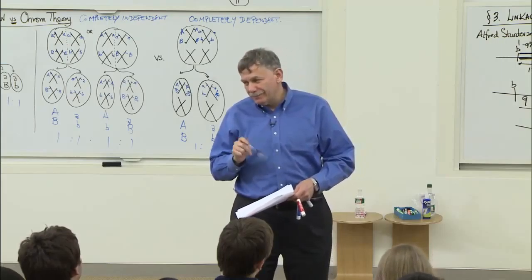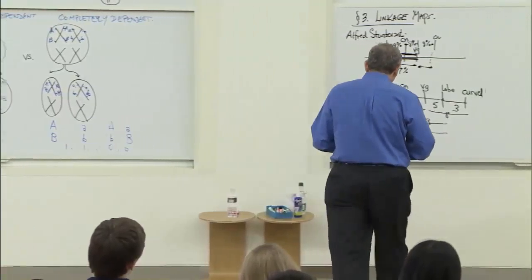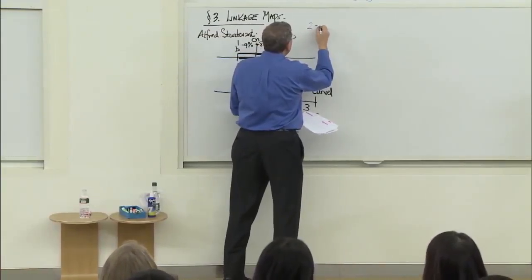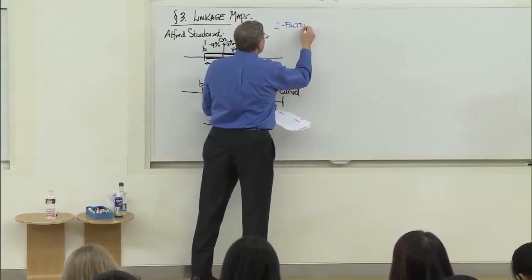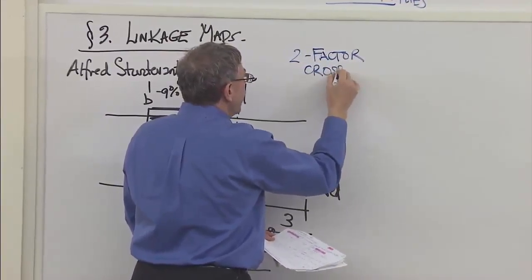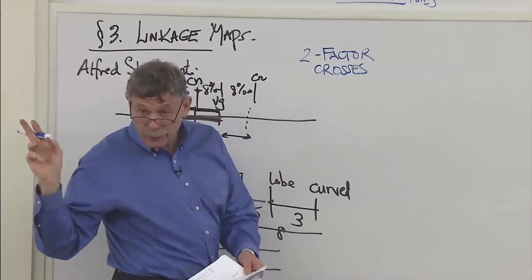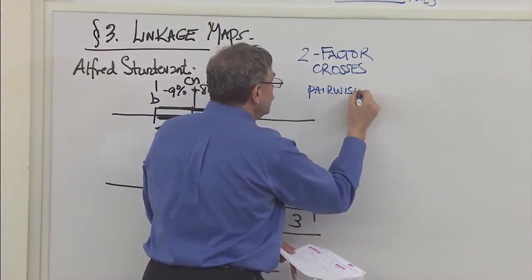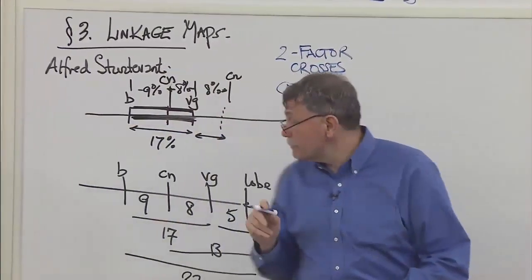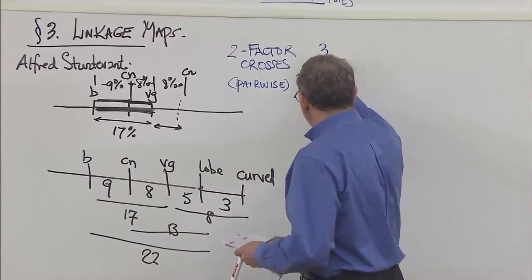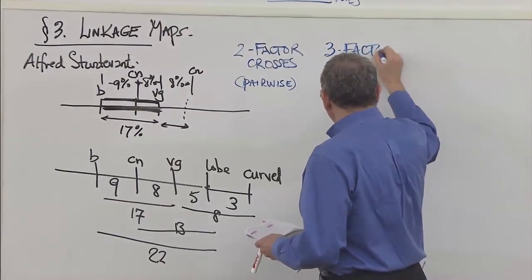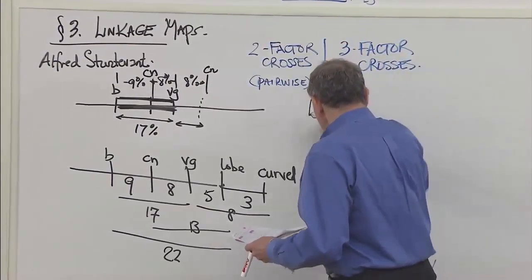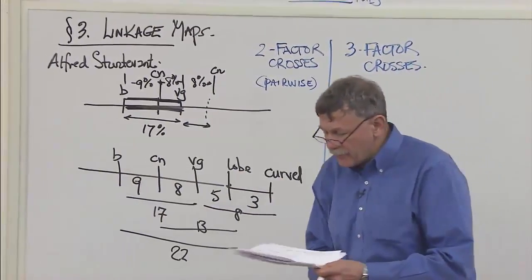He does one other thing. He says, this involves pairwise. These are two-factor crosses. Crosses that just involved two genes simultaneously, like we've been drawing over there. Just pairwise testing of particular pairs of genes. What about three-factor crosses? What do I mean by a three-factor cross?